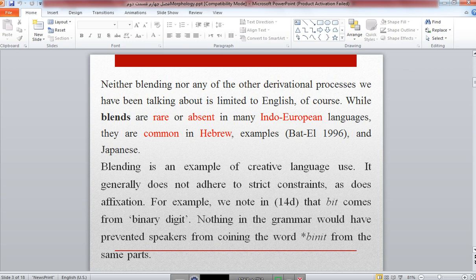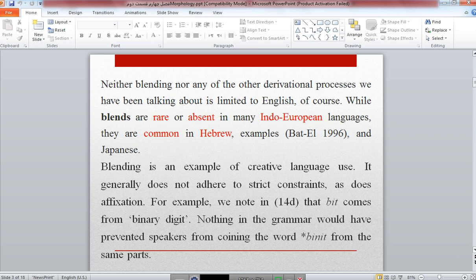So neither blending nor any of the other derivational processes we have been talking about is limited to English, of course. While blends are rare or absent in many Indo-European languages, they are common in Hebrew, some examples of which are given, and also Japanese. You have some examples from Japanese or Hebrew languages in your book. You can see these examples.